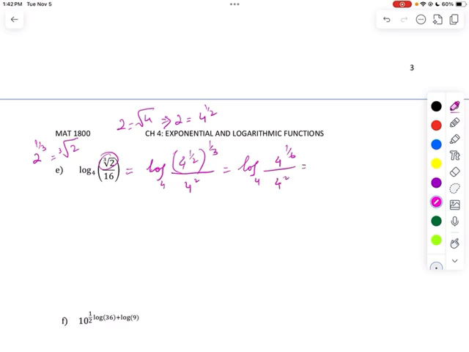So we get now log base 4 of 4 raised to, how do you combine these powers? We will subtract. So 1/6 minus 2, log base 4 of 4 raised to negative 11/6. So the answer will be negative 11/6.